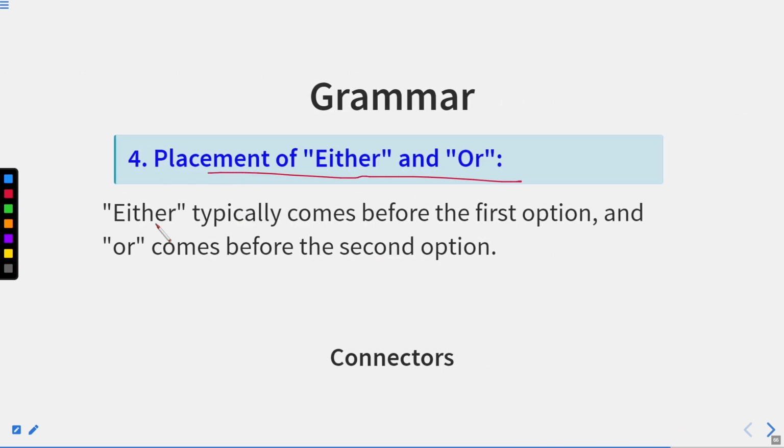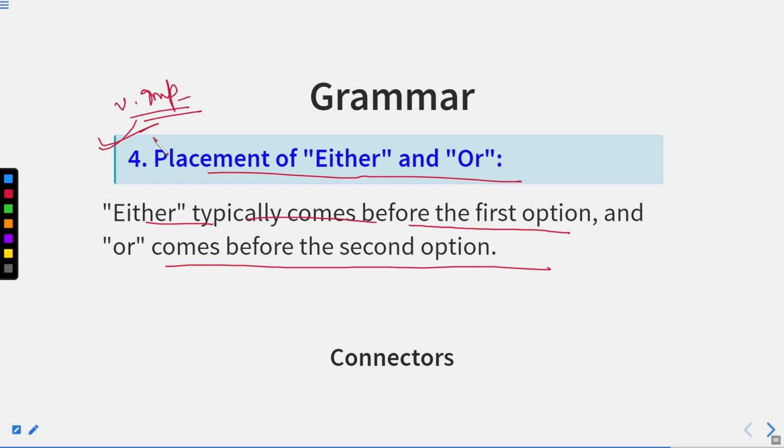Placement of either and or: either typically comes before the first option and or before the second option. Again, this is very, very important, because from the position of either or, not only but also, neither nor, many times errors have been asked in the exams of SSC or banking.